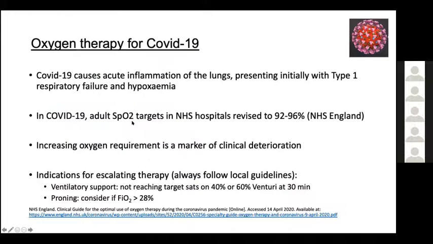So a few things about COVID-19. Obviously, we've talked last week about the fact that COVID-19 causes inflammation in the lungs, how it presents with a type 1 respiratory failure picture. So hypoxemia is the primary problem.